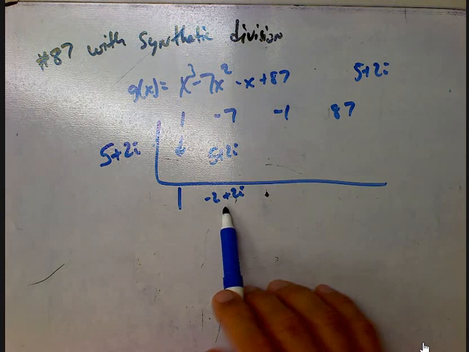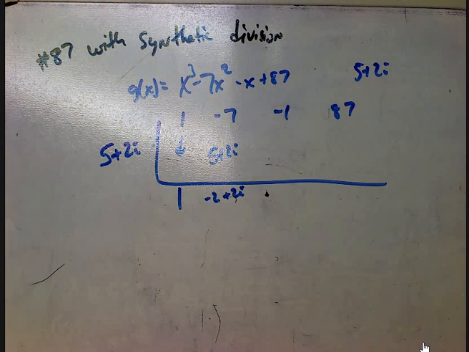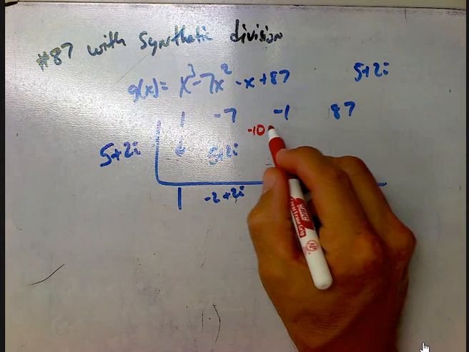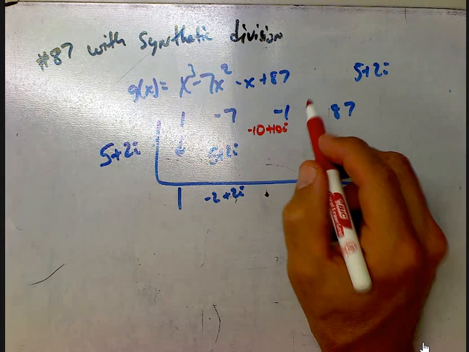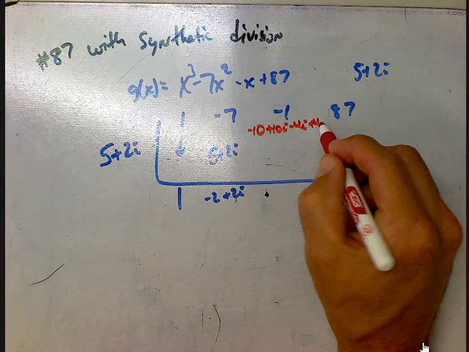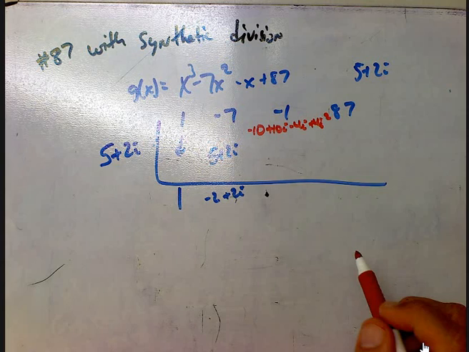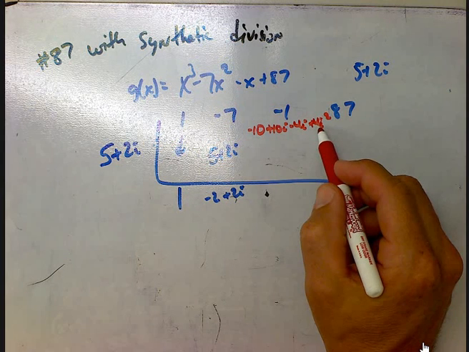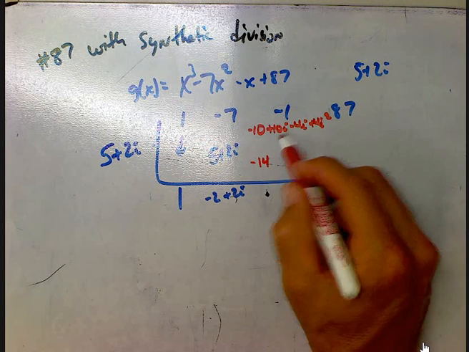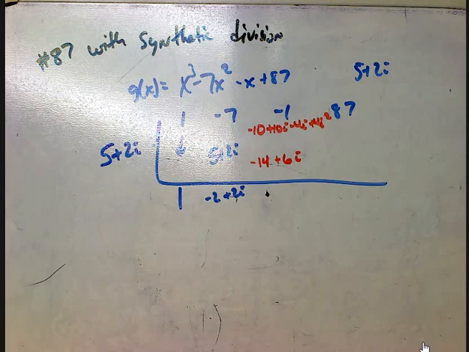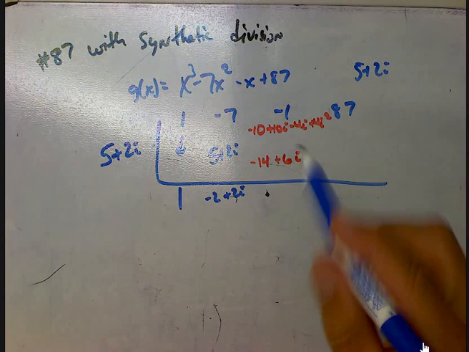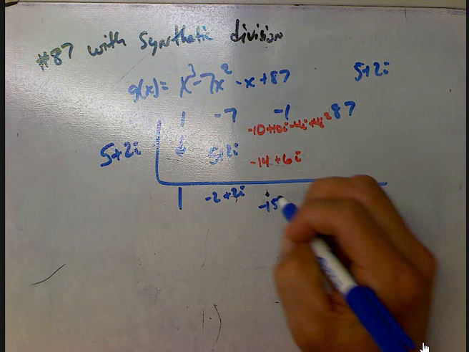And so I've got to do FOIL, and I'll go ahead and put that in red right here. That's going to be -10 plus 10i minus 4i, and then 2i times 2i is plus 4i squared. So I would have -10 plus 4i squared, which would be -4, so that'd be -14. 10i minus 4i would be plus 6i. So I get that when I multiply. Then I would do -1 minus 14, which would be -15 plus 6i.